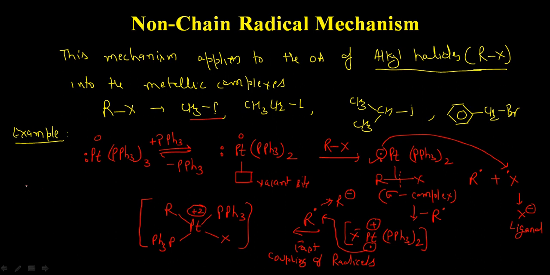The reason is that the addition of RX involves the formation of an R radical and an X radical, and both these species are oxidatively added to the complex, and no further formation of free radicals occurs. So the chain stops here. Since no free radicals are left after the addition of RX into the complex, this is referred to as the non-chain radical mechanism.